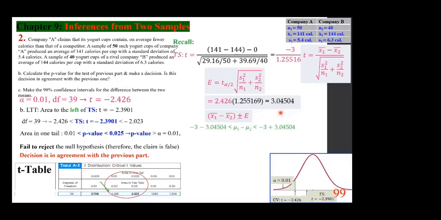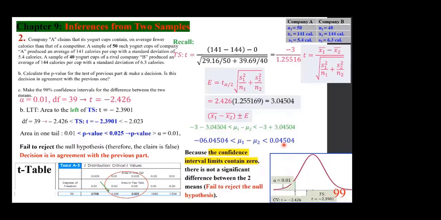So what am I trying to say? Calculation of the confidence interval will be extremely fast if you hold on to the numbers that you calculated in the previous step. As you can see, the numbers are between negative and positive. Because the confidence interval limits contain 0, there is not a significant difference between the two means, which gives us the same result as the test of hypothesis.